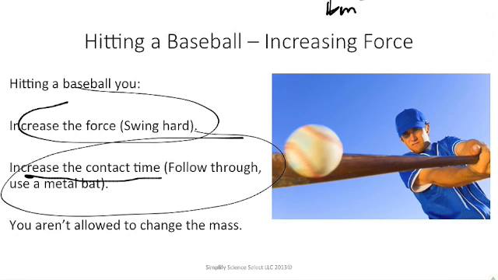In this particular case, you can't change the mass. You're not allowed to say, okay, I'm going to switch a baseball to a softball or something like that. And actually, increasing the mass wouldn't be very effective if you're trying to change the momentum or change the velocity of the ball. So you're not allowed to change the mass, so that's not an option for us. But if you swing hard and you follow through, that will impact the velocity of the ball.